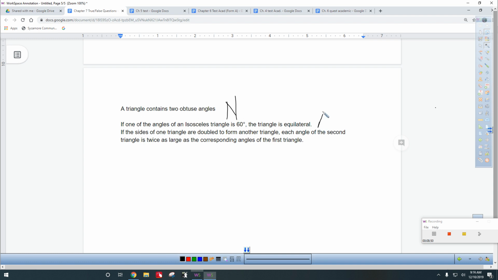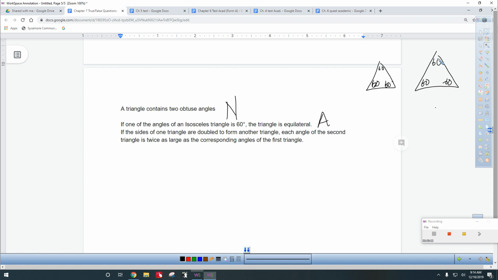If one of the angles of an isosceles triangle is 60, the triangle is equilateral. That is always true. I like that one. If that one's 60, then these add up to 120. So it's 60 and 60. But if this one's 60, that one has to be 60. And that's 60 by the no-choice theorem.